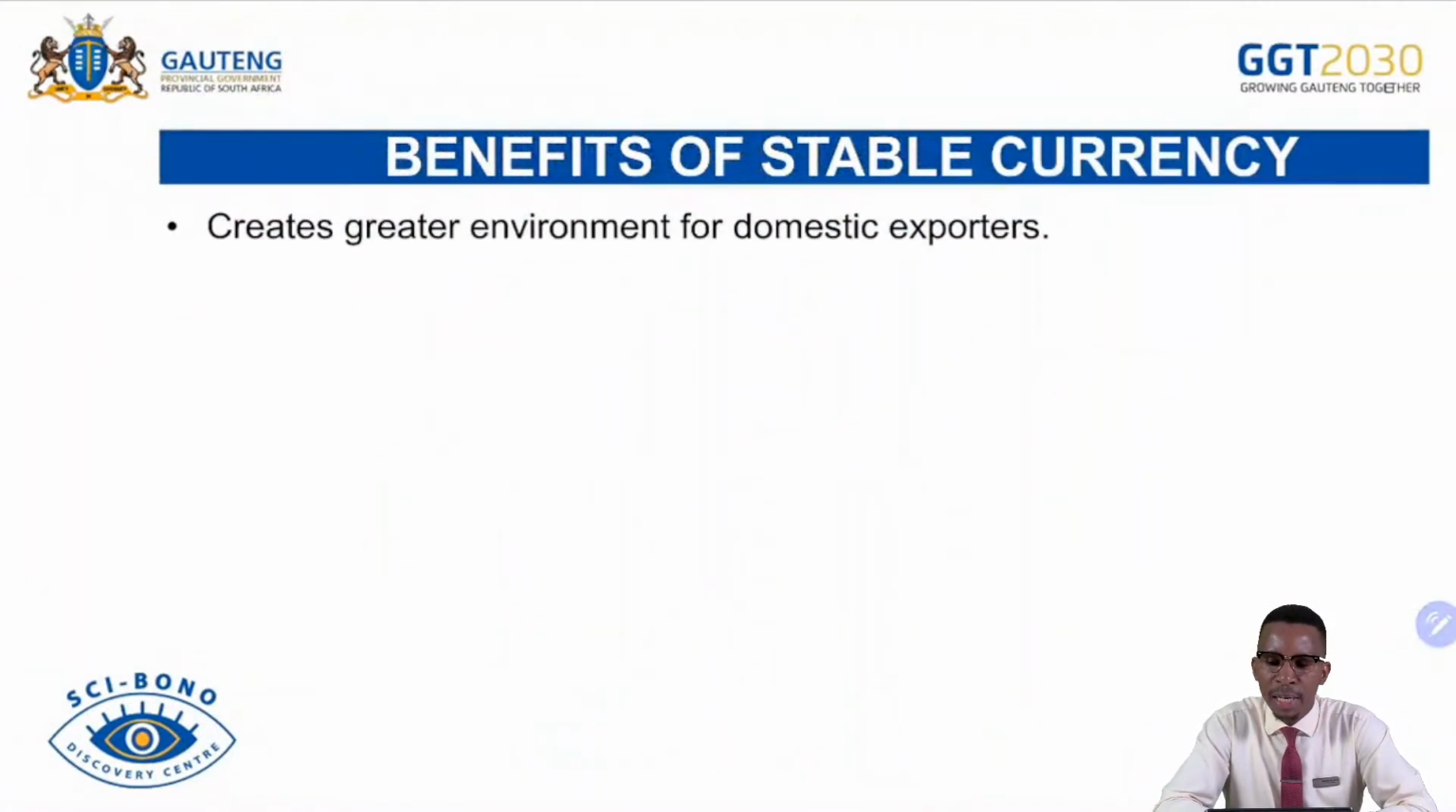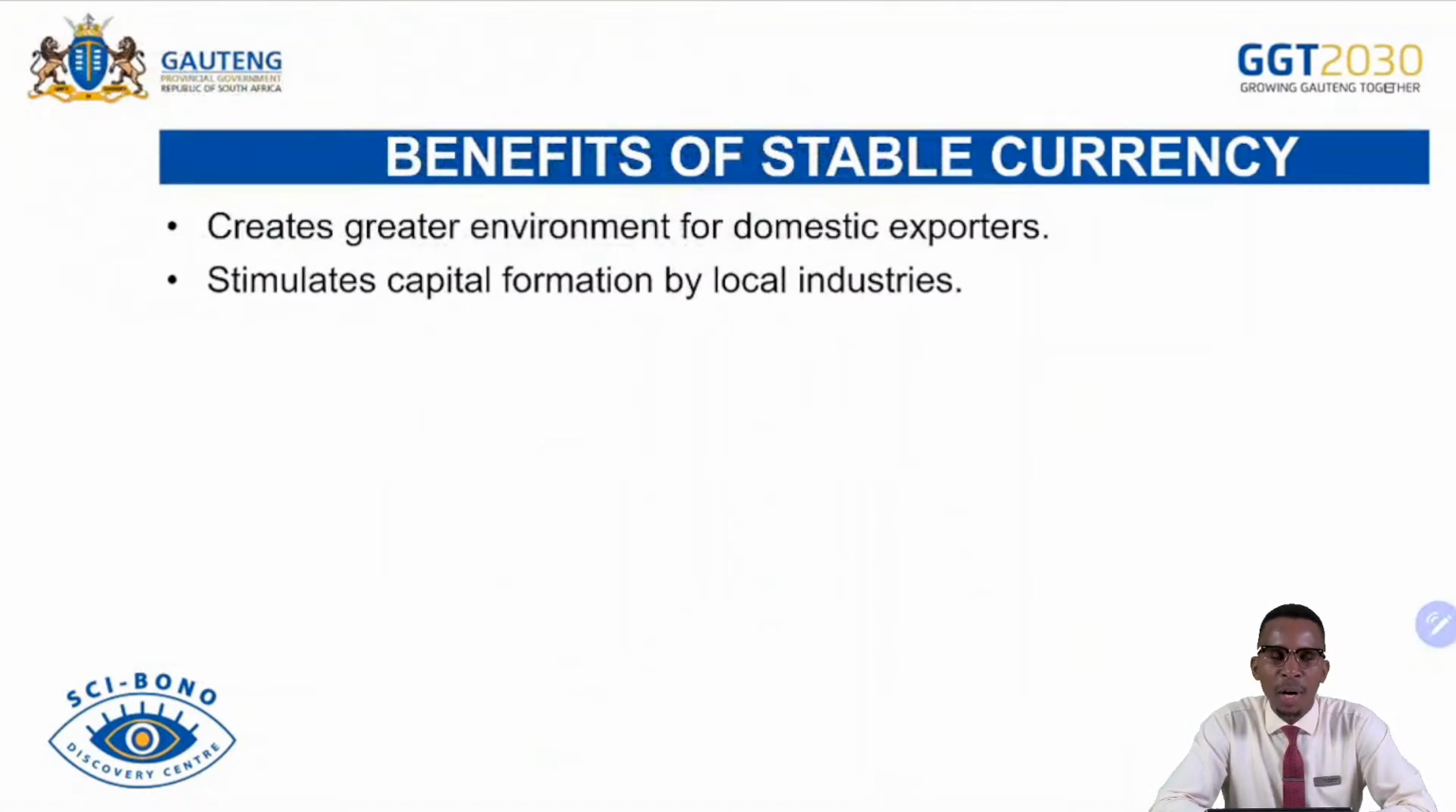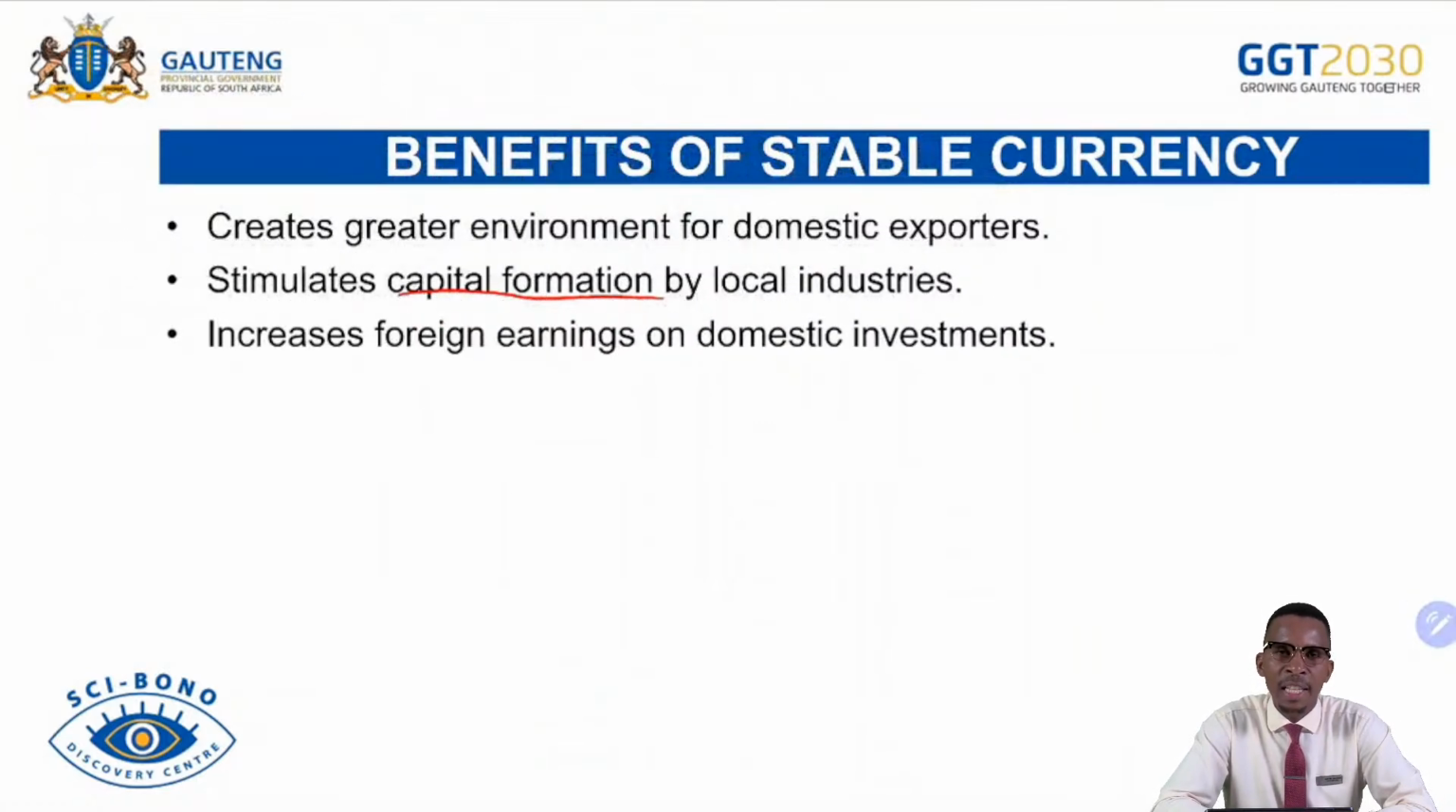Benefits of a stable currency. If the currency is stable, it creates a better environment for domestic exporters, and also stimulates capital formation by local industries. If our currency is stable, we can really increase capital formation by buying more machines abroad, because our currency will be mostly stable against other currencies.